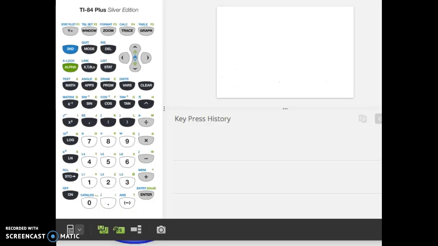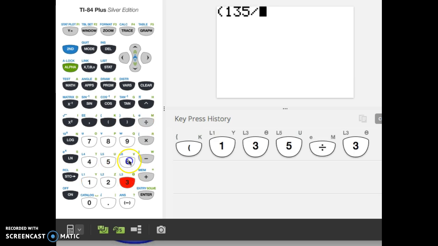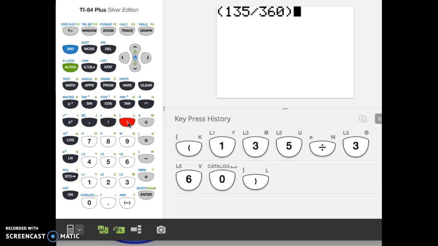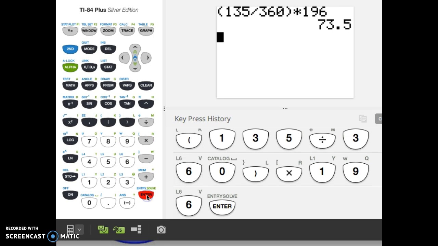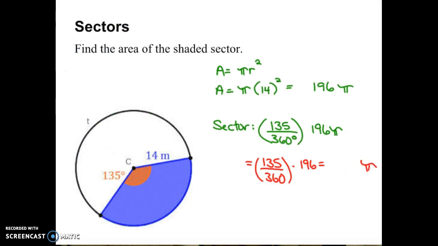Okay, so I'm going to go ahead and type in parentheses 135 divided by 360. And I'm going to multiply that times 196. Okay, 73.5. If it was a weird decimal, I would go ahead and convert it to a fraction. That's not, so I should be able to leave it like that. So my answer should be 73.5, and then I'll put pi next to it. Okay, so 73.5 pi.